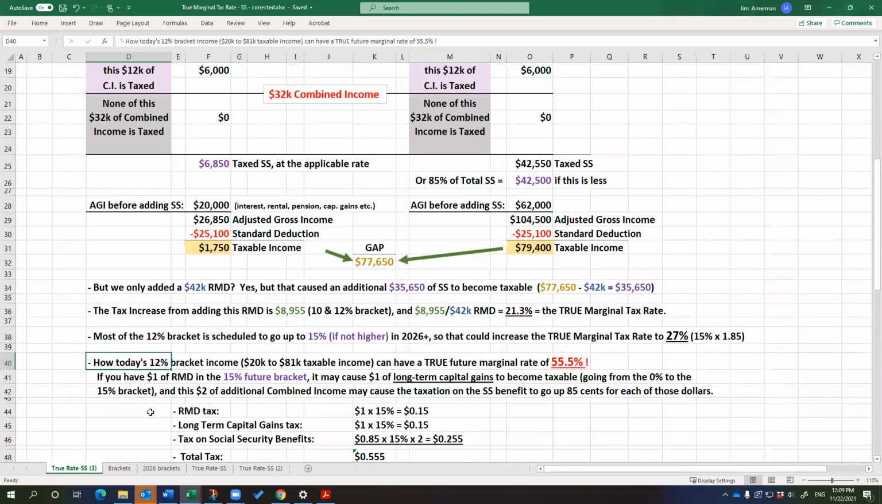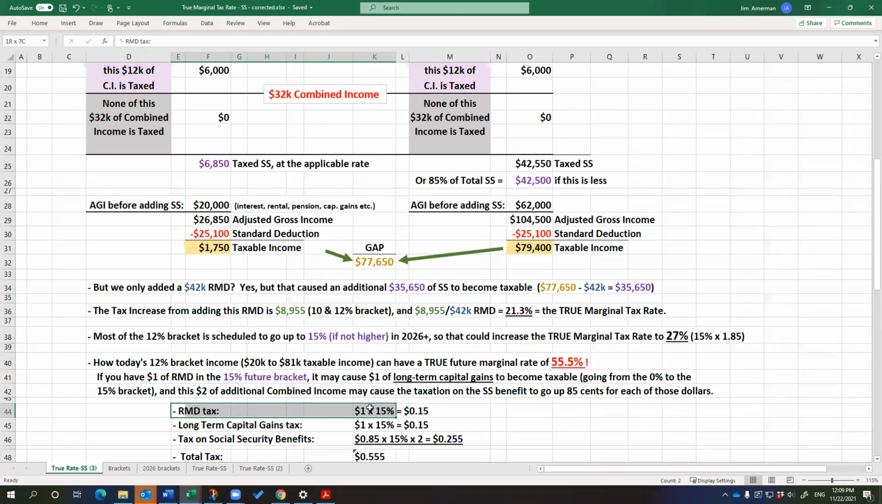And if you combine capital gains phasing in also, then we can have this 55.5% rate. So if you have, say, just $1 of RMD, and that's in the 15% bracket, and it causes an additional dollar of long-term capital gains to become taxable, you're pushing those capital gains into the region where it's taxable, then you have $2 of additional combined income. And that may cause more taxation on the Social Security benefit. So 85 cents could be applied for each of those $2.